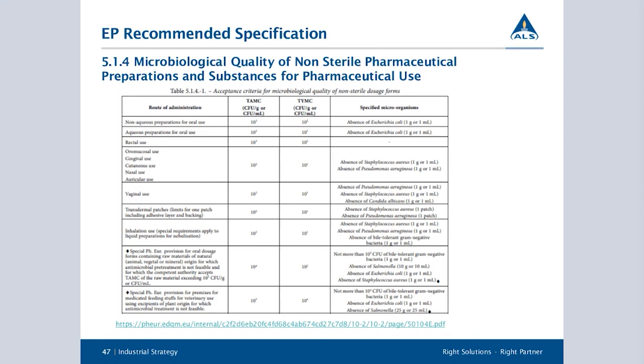Now for the EP, it's very similar to the USP, except it also has two specs for what they call the EP special provision on oral dosage products with raw materials from natural origin. In this case, it's looking for 10,000 CFU for aerobic plate count and then 100 for yeast and mold, and it also looks for four different types of pathogens.